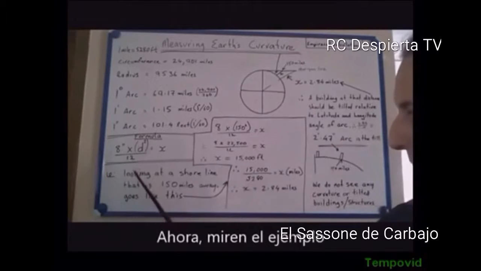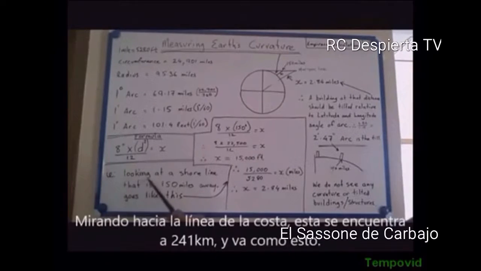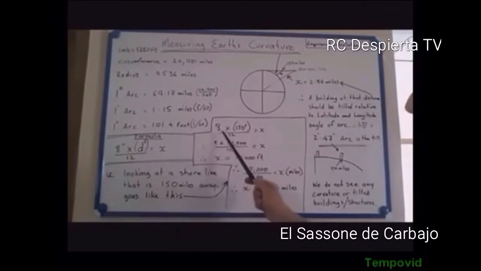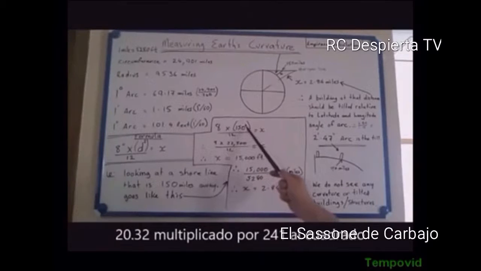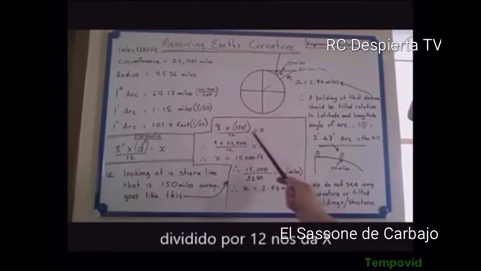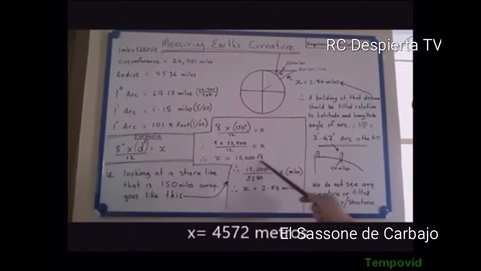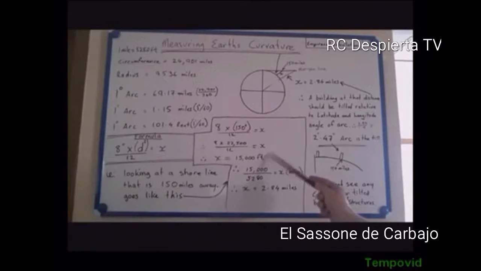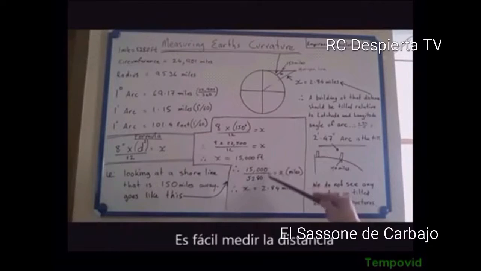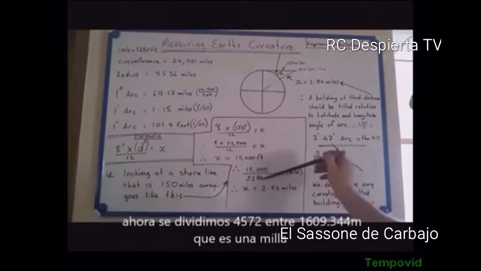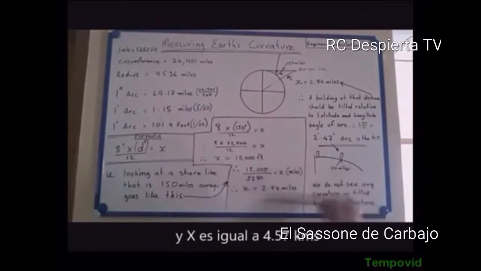So looking at the example, i.e., looking at a shoreline that is 150 miles away, it goes like this. 8 multiplied by 150 squared divided by 12 equals x. 8 multiplied by 22,500 divided by 12, x equals 15,000 feet. To turn that into miles, so it's easy to imagine the distance, of course we divide it by 5,280 feet, which is a mile, and x equals 2.84 miles.